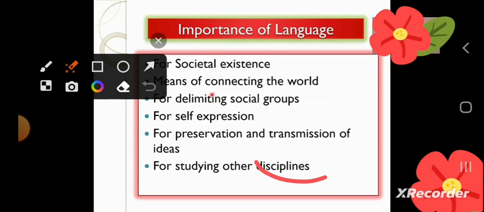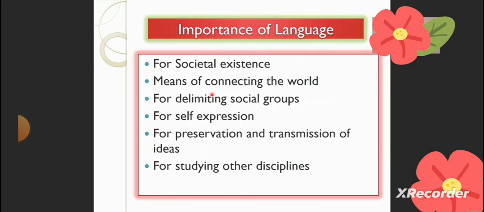For studying other disciplines. Language is fundamental in the study of various disciplines, including history, literature, sociology, and anthropology. It enables the analysis and communication of complex concepts and findings.